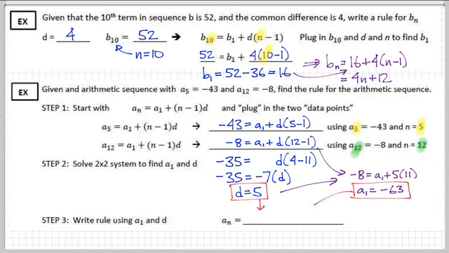Again, we start off with the first term. We add the common difference times n minus 1. And I could go forward and simplify it to a standard form if I want.